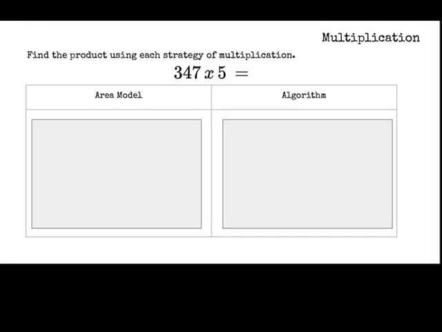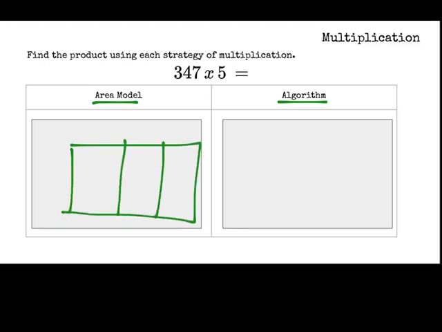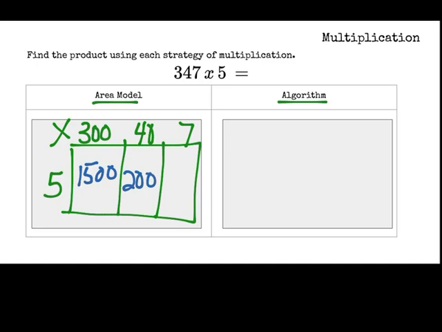Okay, let's go on to multiplication. We're going to do 347 times 5. We're going to do it as an area model, and then we're going to do it using the algorithm. So for my area model, I should have 3 sections because I have 347 times 5. Okay, 5 times 3 is 15, 2 zeros. 5 times 4 is 20, 1 zero. And 5 times 7 is 35. Be very, very careful. The 0 in that 20 goes with the 5 times 4. That is not this 0 here.